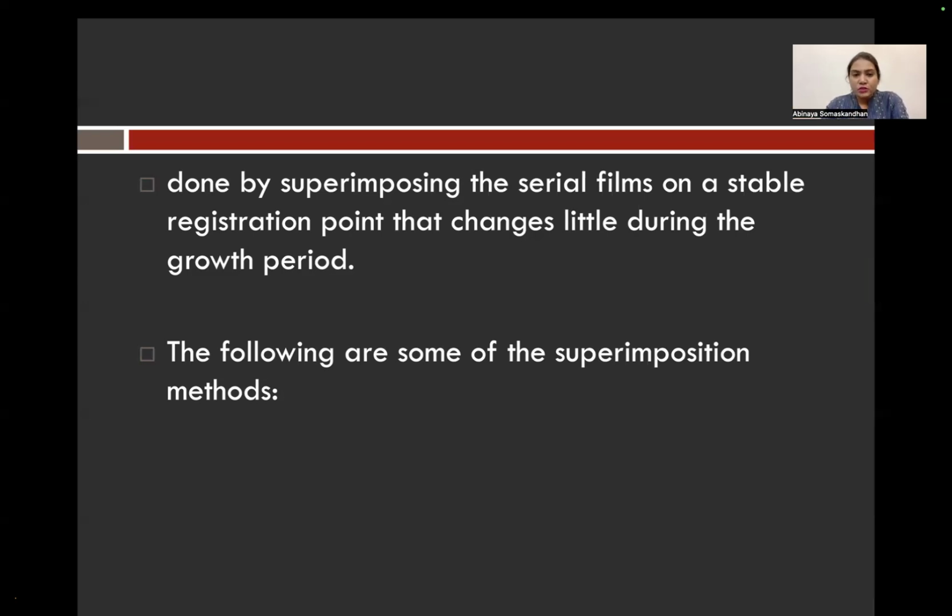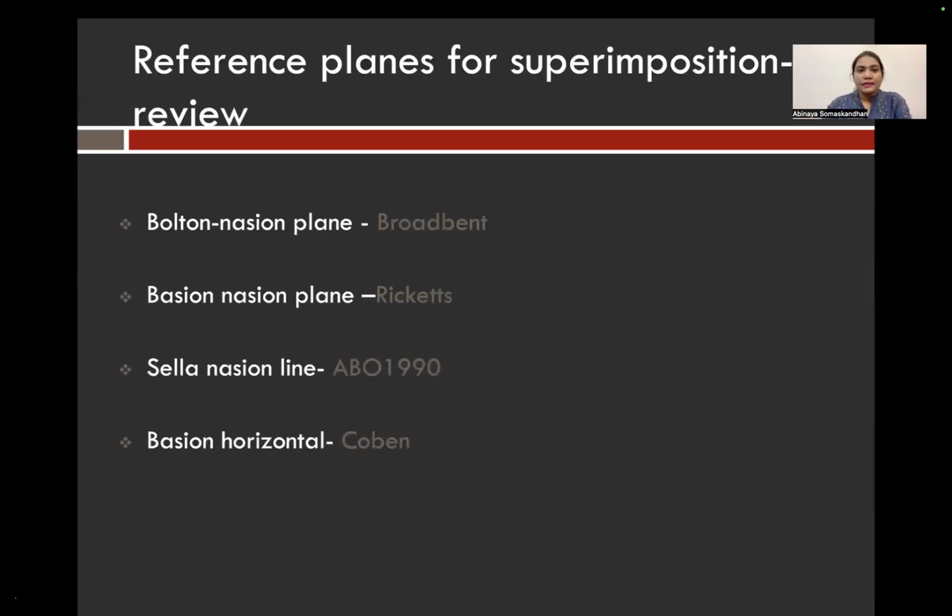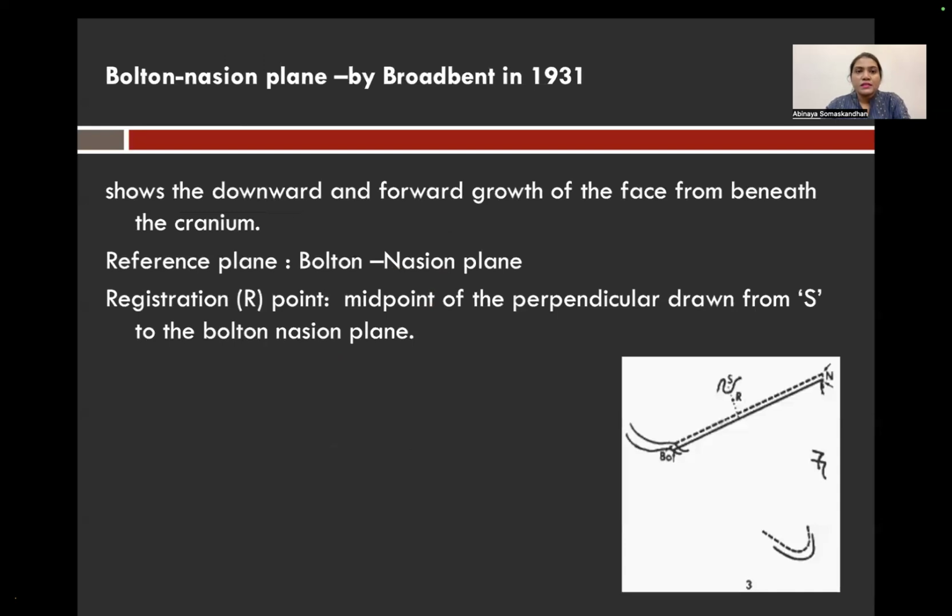So here are some of the superimposition methods, and the reference planes used, as I told, were the Bolton-Nasion plane for Broadbent, Basion-Nasion plane by Ricketts, Sella-Nasion line in ABO 1990, and Basion horizontal plane by Cohen. So first is the Bolton-Nasion plane by Broadbent in 1931. This shows the downward and forward growth of the face from beneath the cranium. And the reference plane here, as suggested by the name, is the Bolton-Nasion plane.